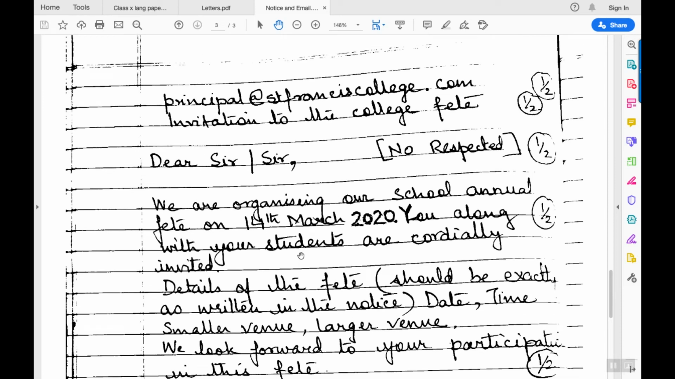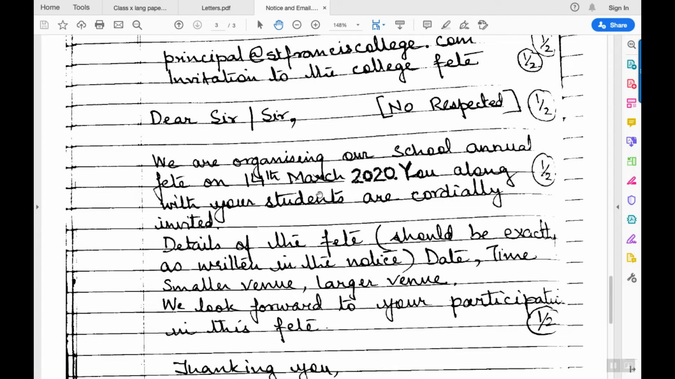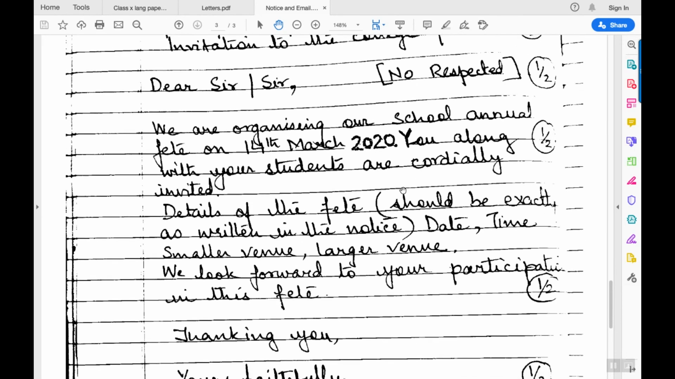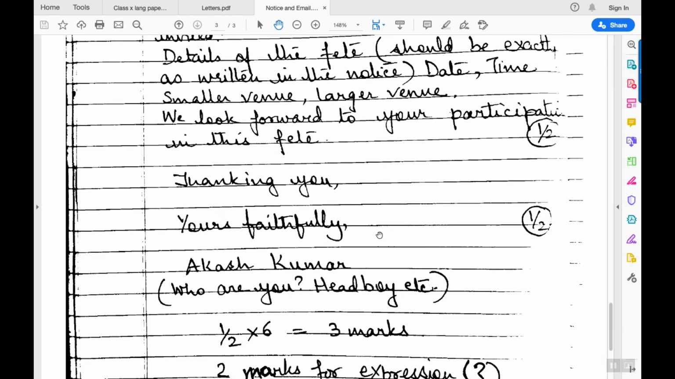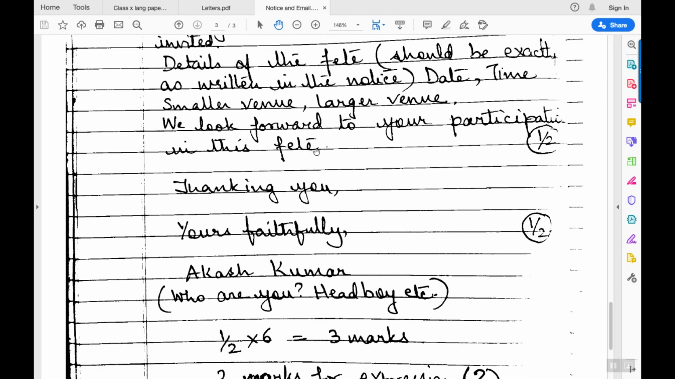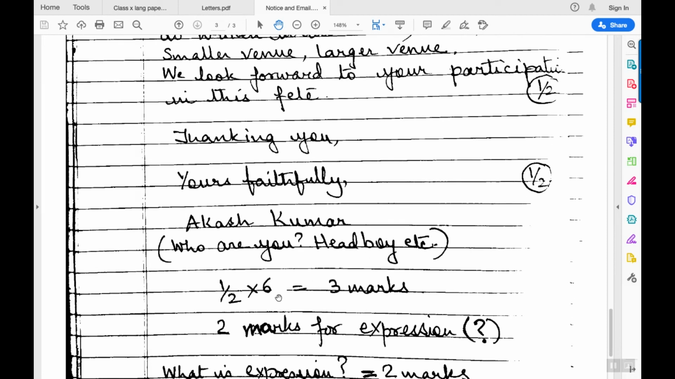Email address, receivers, half marks. Invitation, half a mark. Salutation, half a mark. First paragraph, which includes the invitation, half a mark. Details of the invitation, half a mark. The ending of the email, half a mark. So 6 into half is equal to 3 marks.